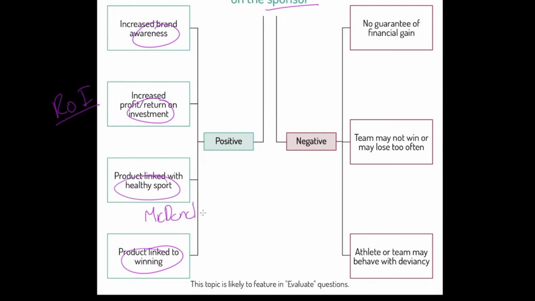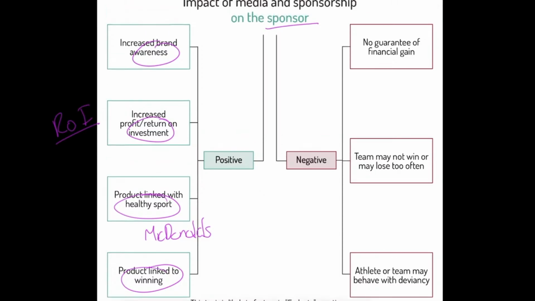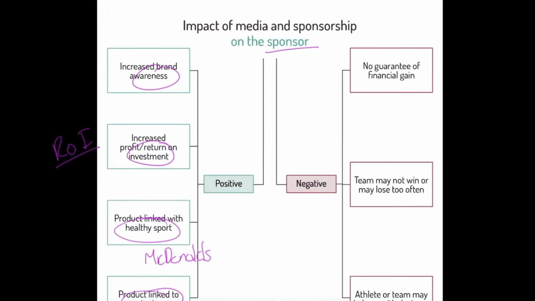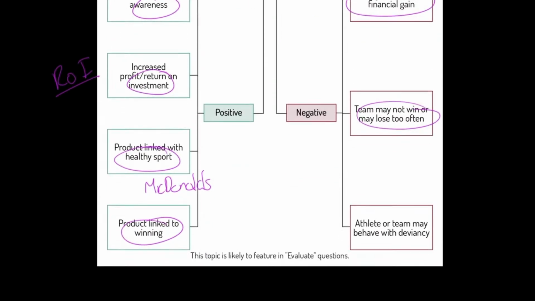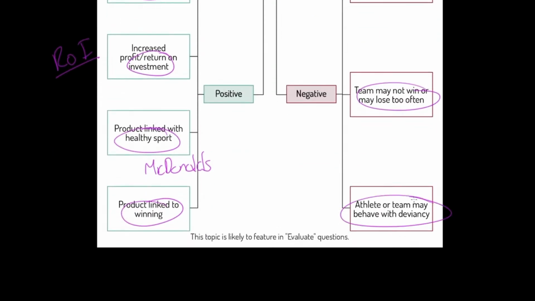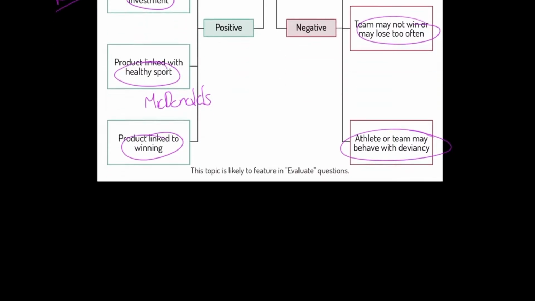If you're McDonald's, even though you're considered to be quite an unhealthy product, if you get linked to sport, it kind of sort of justifies you, makes you feel a bit more healthy, even if it's not. Anyway, negatives. There's no guarantee that sponsorship's going to bring you a return. The team may not win and it may lose, so you don't know who's going to win or lose. And the athlete that you're sponsoring may go and do something mad. Think about Lance Armstrong. He was sponsored by so many companies, and then it turned out that he'd been doping for years and years. So there's some of our issues.